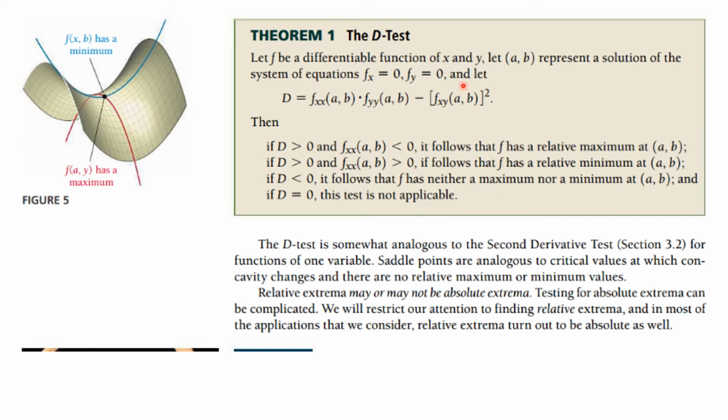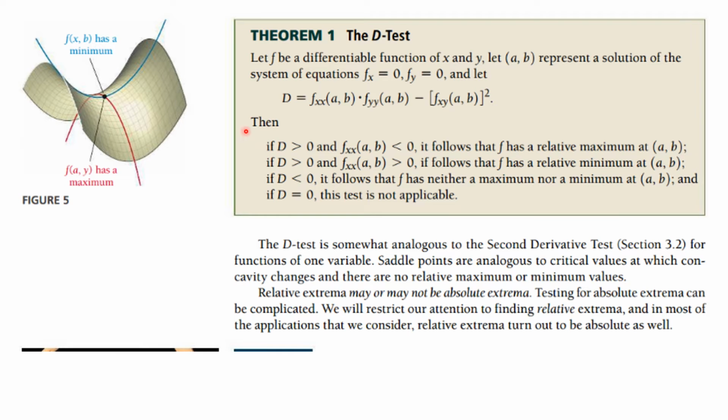The (a, b), the solutions to these, are candidates for being a max or a min, but then we have to test. And the way we test is we look at an expression that we call capital D. So capital D is going to be the product of the second partial with respect to x times the second partial with respect to y evaluated at (a, b), and I subtract off the cross partial f_xy at (a, b) squared. So that is what D is, and you should commit this to memory.